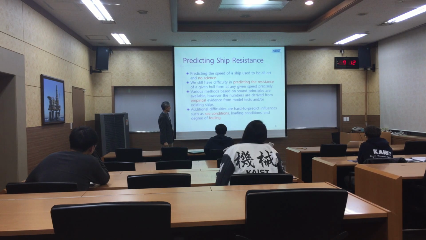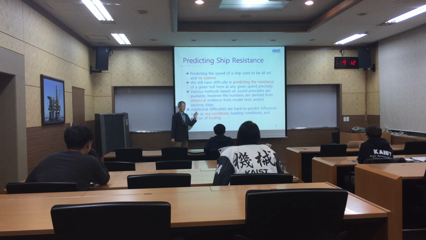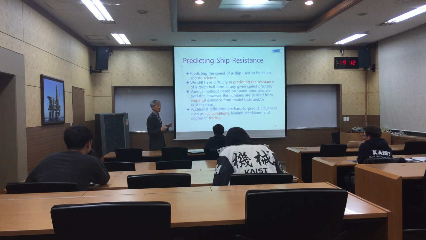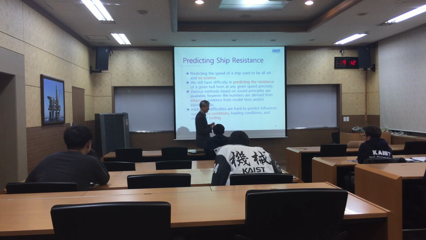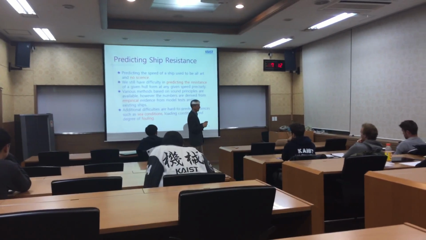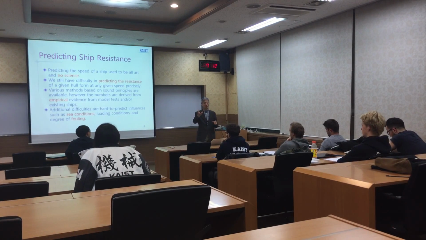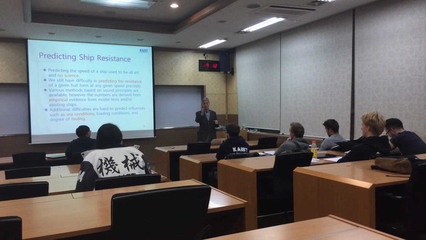Right? Additional difficulties are hard-to-predict influences such as sea conditions. In the real sea, there is wind, wave, and current. So it's not easy. Especially if you're trying to do the final testing together with the owner who ordered the ship, you should show the guaranteed speed, right?